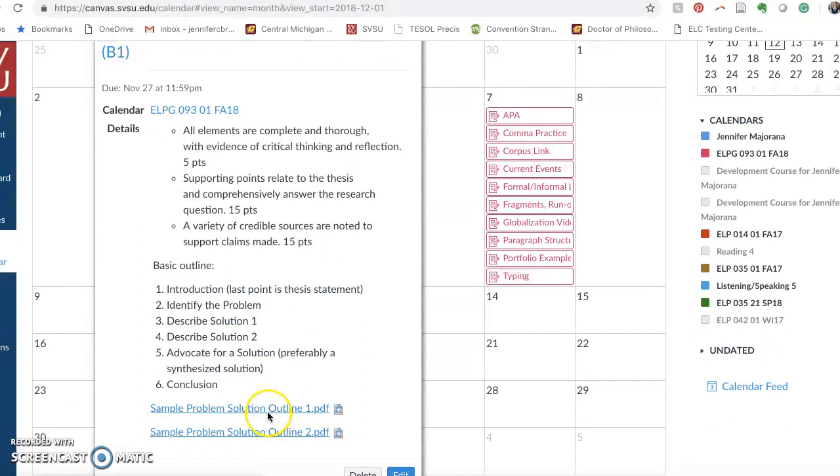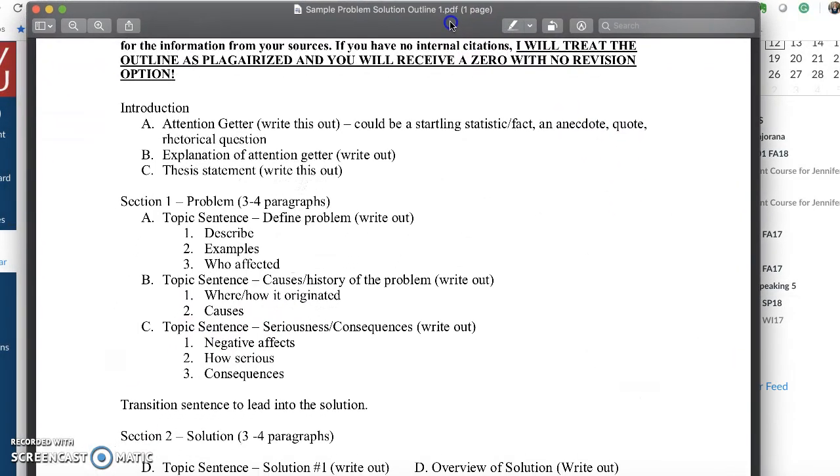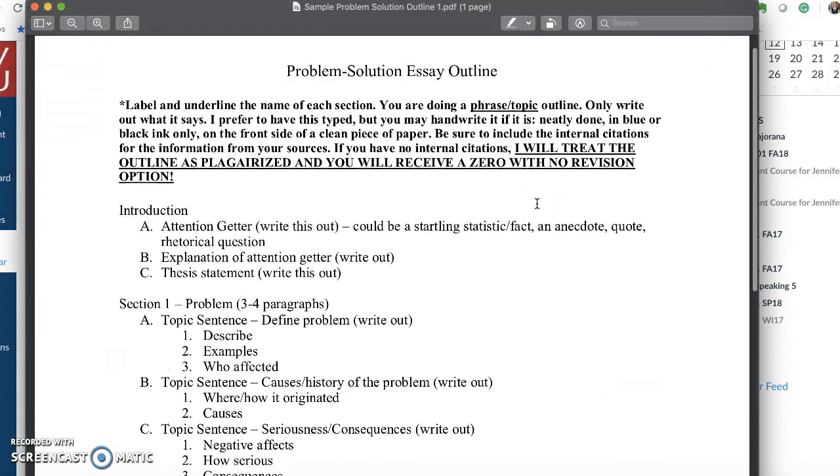So what I'd like to do with you now is go through these two outlines, which are sample problem solution outlines. Your outline doesn't have to look exactly like this, but I hope that it gives you some good ideas. So first let's look at outline 1. This is something I borrowed from another teacher, so don't worry too much about this. Although this is important, if you have no internal citations, I will treat the outline as plagiarized and you will receive a 0 with no revision option.